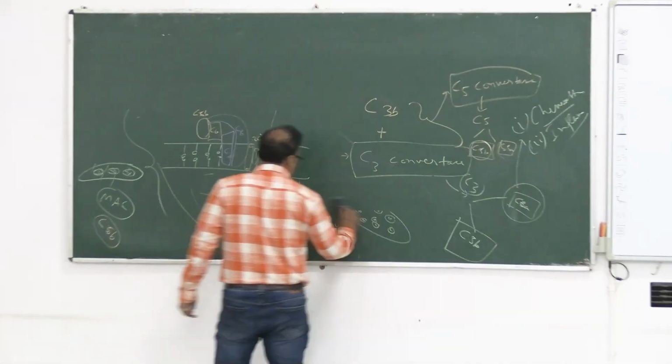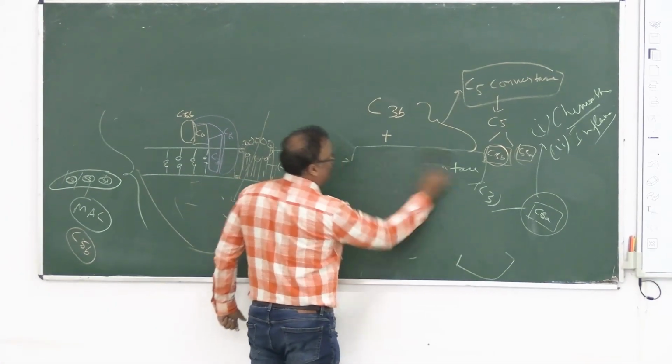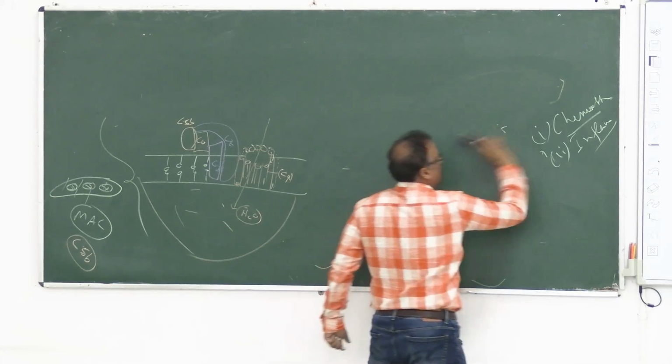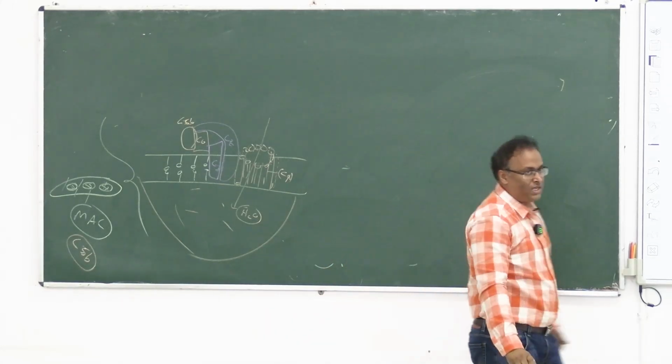I cannot teach the complement system any shorter than this. So C3 convertase, C5 convertase, C5b, then C6, C7, C8, C9 polymers, then form the MAC and then destruction, right? So these are the MAC.